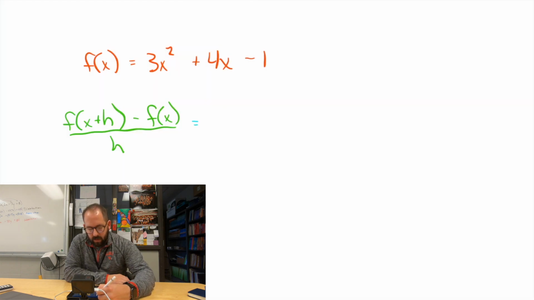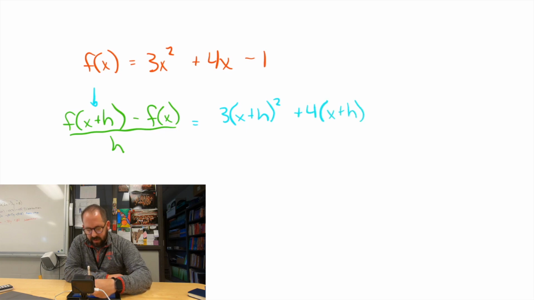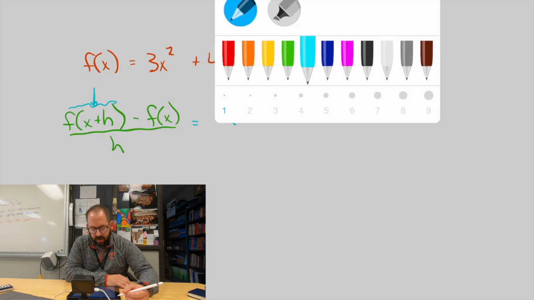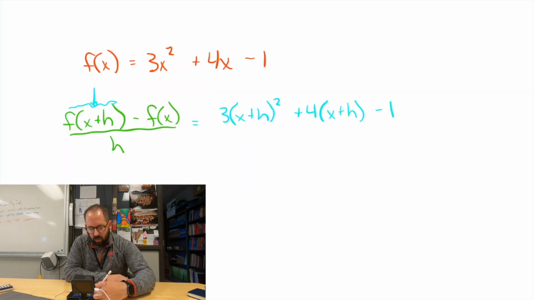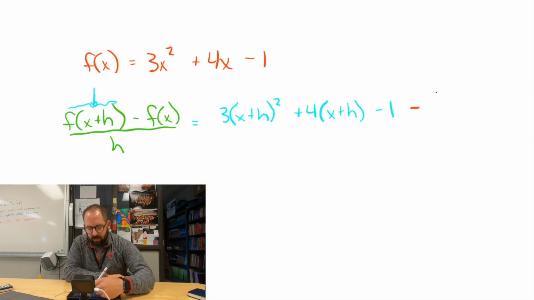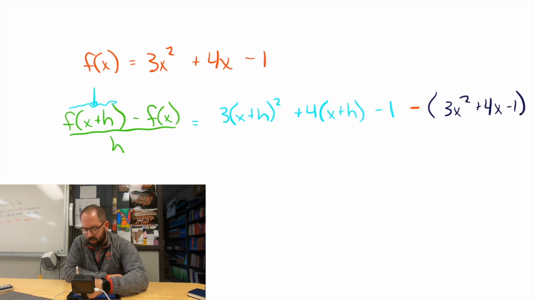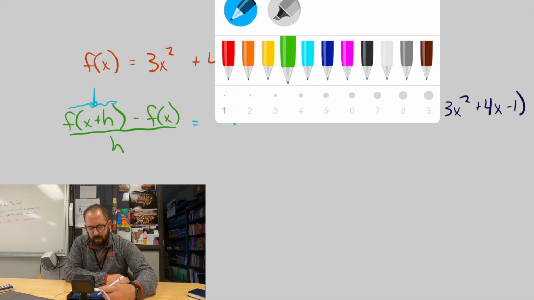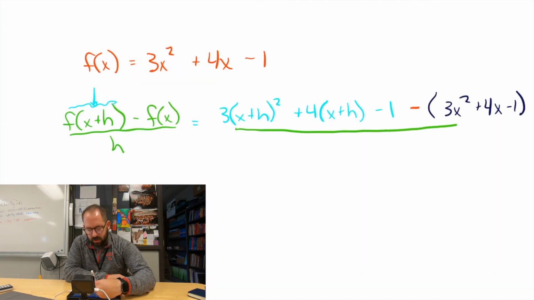So first of all, taking my function and plugging in x plus h into everything. So 3 times (x plus h) squared plus 4 times (x plus h) minus 1. That is just this part right here. It's with x plus h plugged in. Then I still have to subtract the original function. So I'm still going to subtract the original function in the back. The original function is this 3x squared plus 4x minus 1. And this is all divided by h.